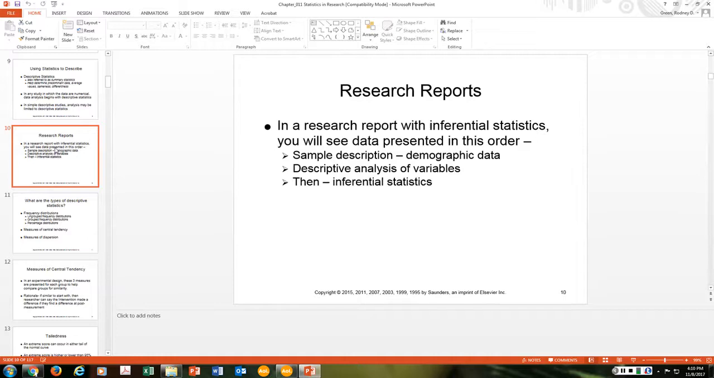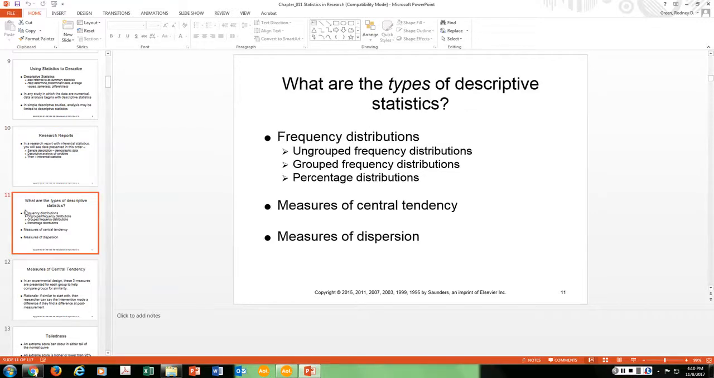So in a research report with inferential statistics, you will see data presented in this order. First, the sample description, the demographic data, descriptive analysis of the variables, and then the inferential statistics. The types of descriptive statistics. This I am sure you had in your Essentials undergraduate statistics course. Frequency distributions, measures of central tendency, and measures of dispersion.